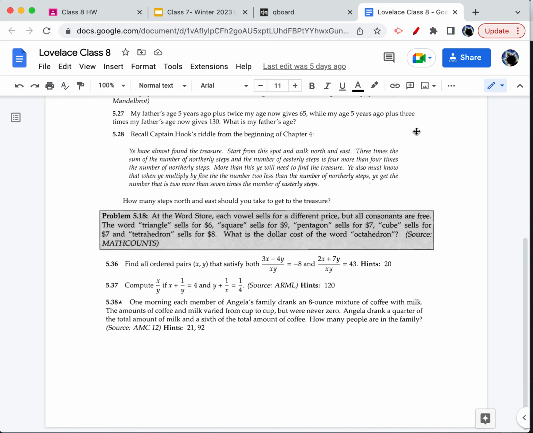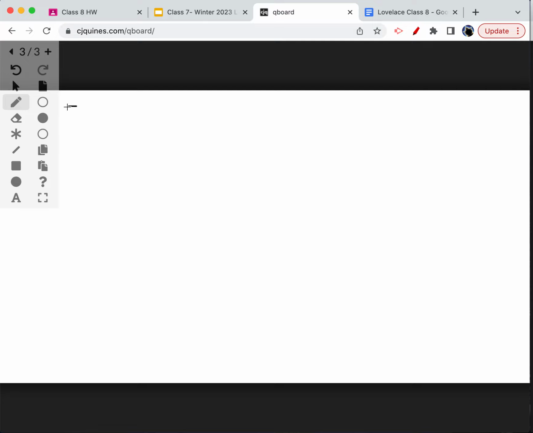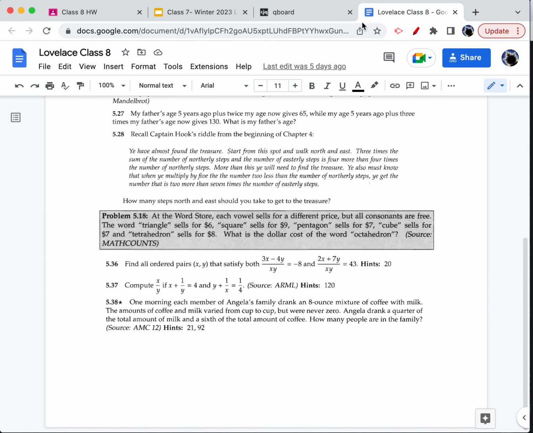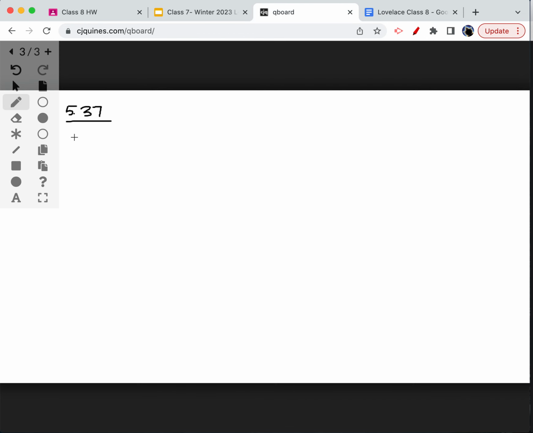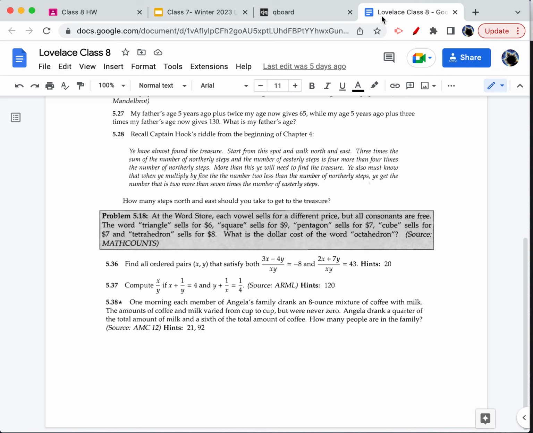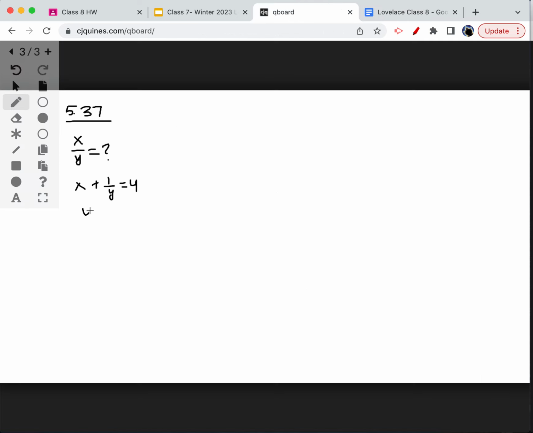Okay, so let's do 5.37. And then we'll go back to what we were doing last class, I think, which was multivariable systems. So the problem wants us to find the value of x over y, given that x plus 1 over y is equal to 4, and y plus 1 over x is equal to 1/4. So I'll give you guys a couple minutes to try this problem, and then we'll go over it together.